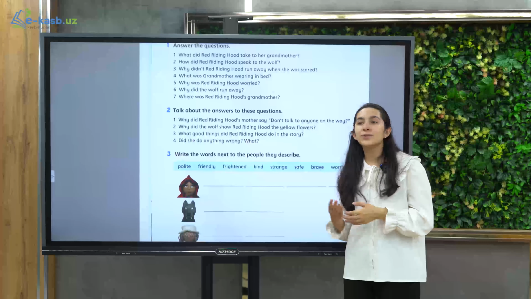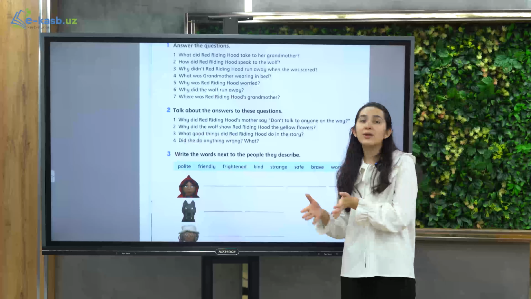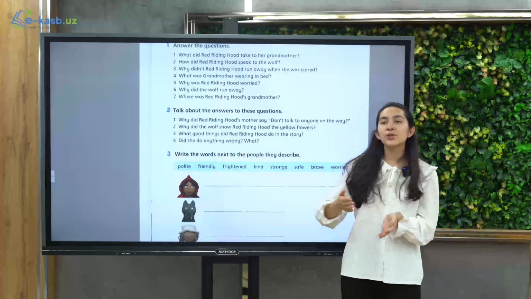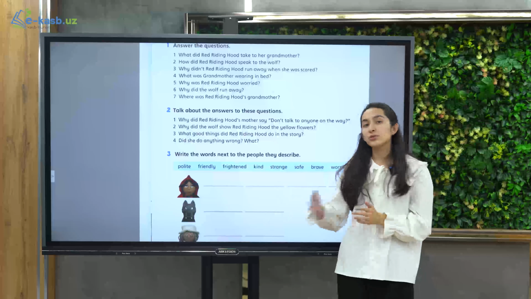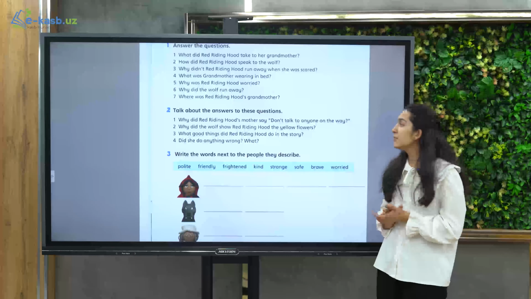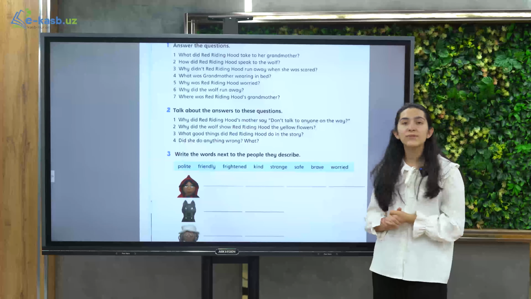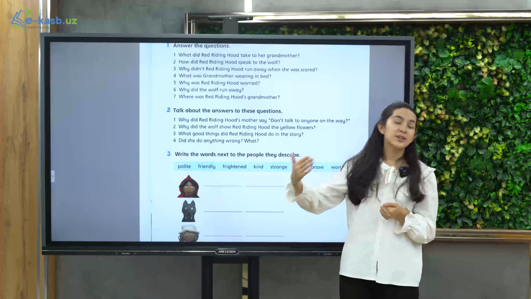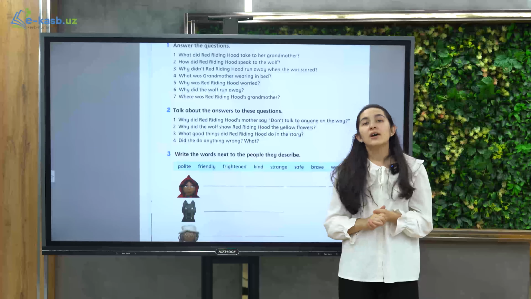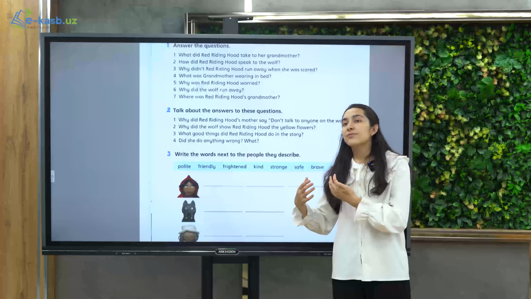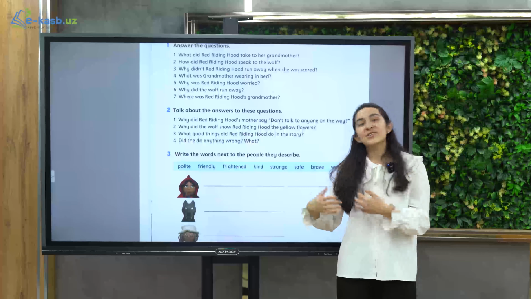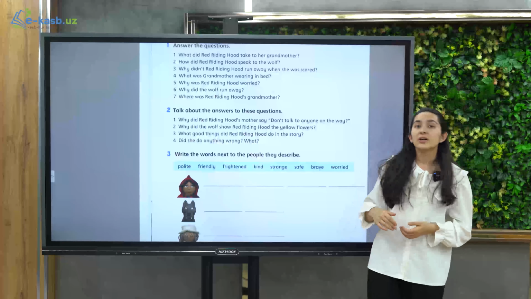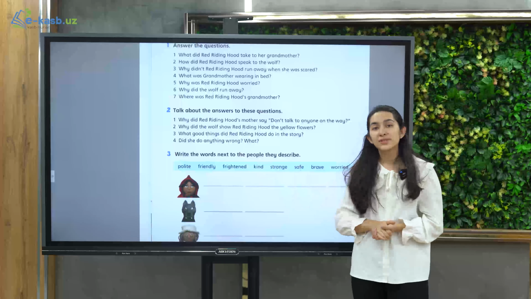Fifth, why was Red Riding Hood worried? She was worried because her grandmother had very big, shiny, white teeth. Why did the wolf run away? The wolf ran away because he wasn't brave. And the last one, where was Red Riding Hood's grandmother? The grandmother was sitting in the cupboard.